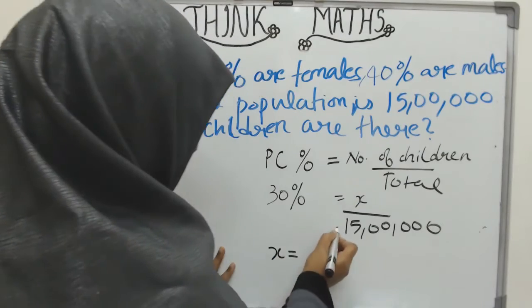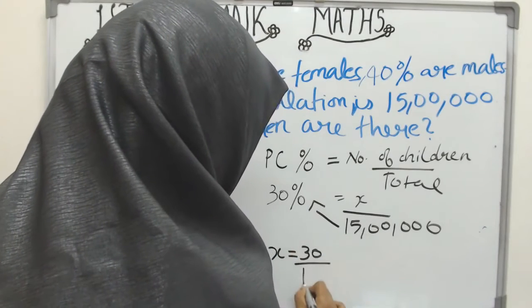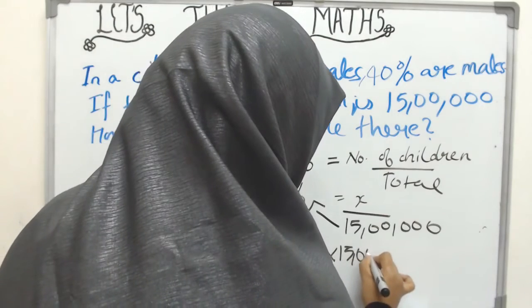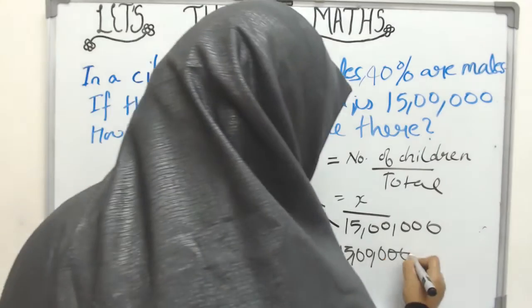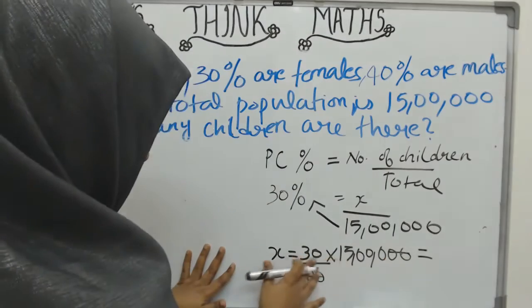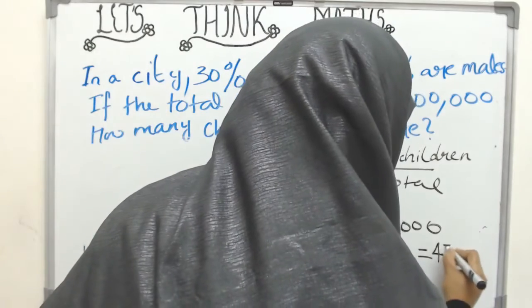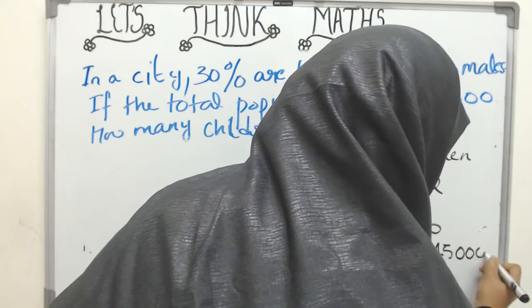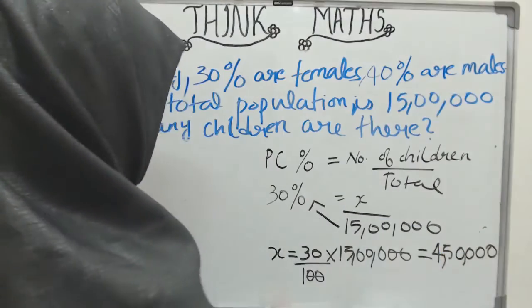So X will be, by cross multiplication, this one goes there. So 30 by 100 into this. 30 into 5 is 15, and then add to it 1, 2, 3, 4 zeros. There. So this is the number of children.